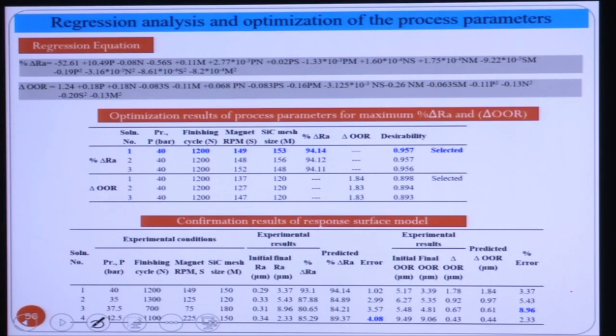So this is the optimum process parameter: 40 bar pressure, finishing cycle 1200, magnet RPM 149, silicon carbide mesh size 153. We got 94.14% improvement in surface finish. This is the regression equation for the percentage change in Ra, and for change in outer roughness, this is the regression equation.